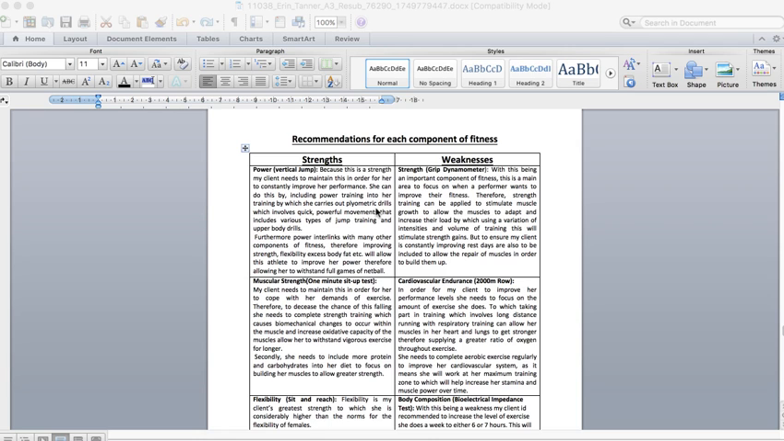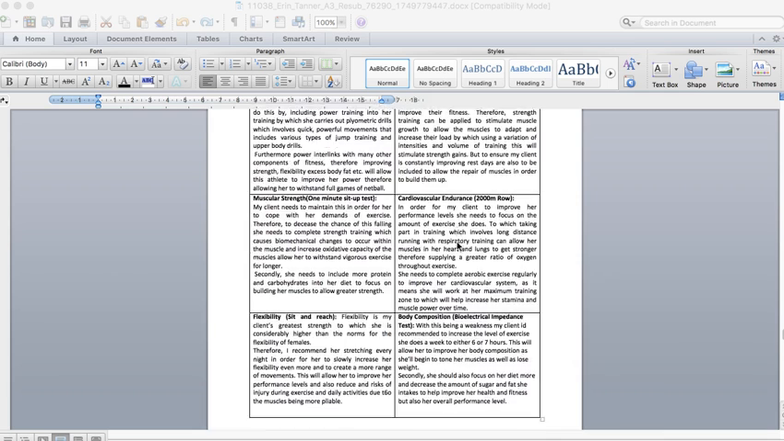So that's the recommendation. So why is it a strength? How can you maintain and develop that strength? Why is it a weakness? How can you develop that weakness and improve it with specific suggestions, what types of training, etc.